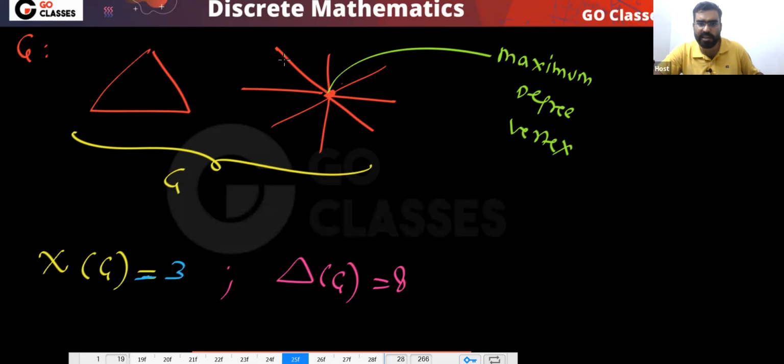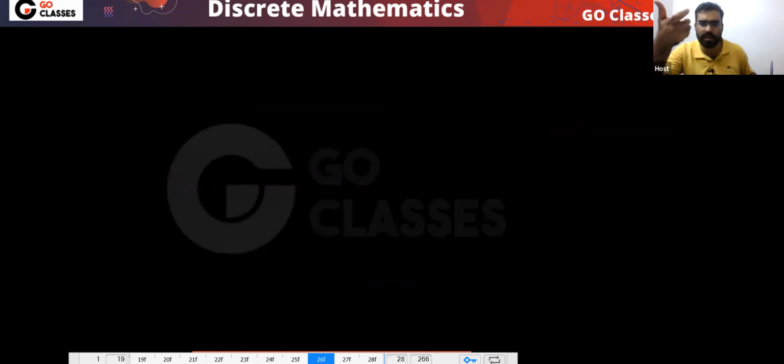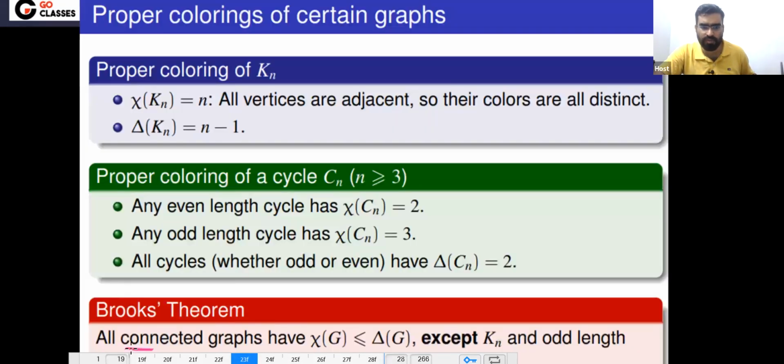You can notice this maximum degree vertex is not coming from C3, it is coming from some other vertex. So Brooks theorem is important because it tells you that only the complete graph and odd cycle are the graphs where chromatic number is equal to maximum degree plus 1. For every other connected graph, the chromatic number will be less than or equal to delta. We are only talking about connected graphs. This is your Brooks theorem.